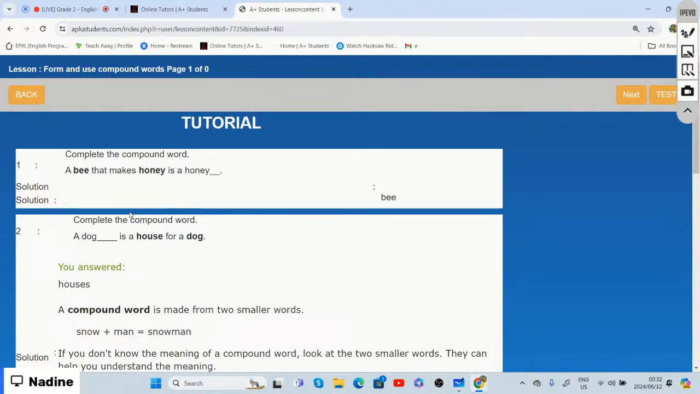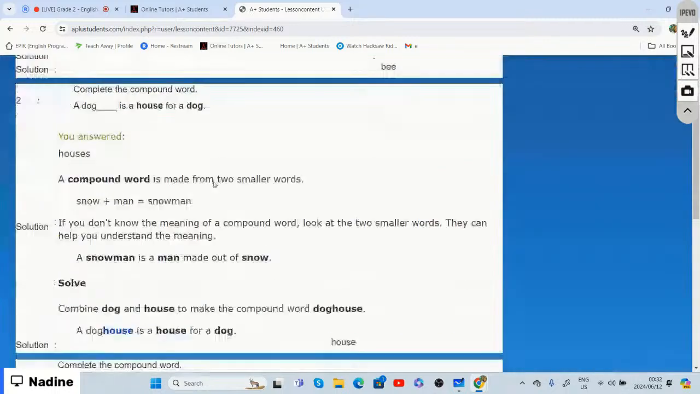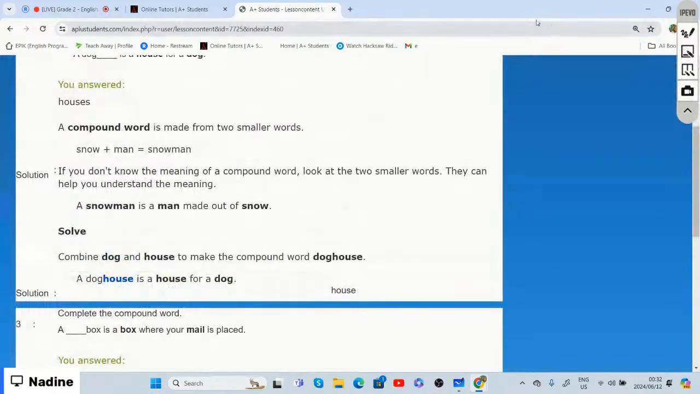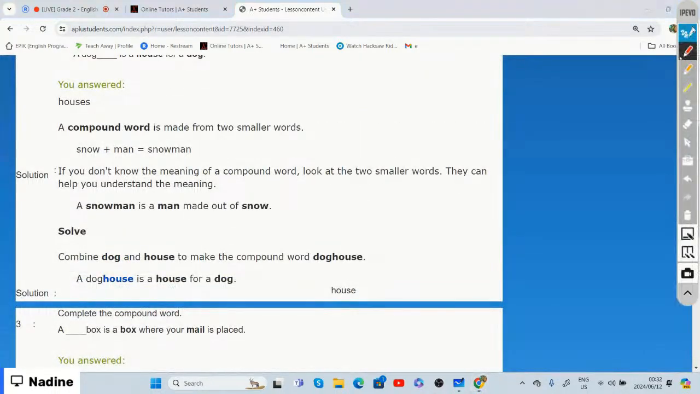All right. So now we're going to form and use compound words. And a compound word, we said it is made up of two smaller words. And these two smaller words can stand on their own. Once we join the two words, we become one word and the meaning of that word changes. And we made an example of snow plus man. Snow stands on its own, man is on its own, but once you join the two words, then we have a snowman.